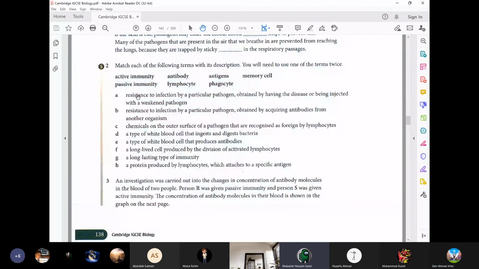Active immunity. Very good. It's what I have taught you daily. Active immunity is when our body produces antibodies by itself. So it is resistance to infection by a particular pathogen obtained by having the disease or being injected with a weakened pathogen. So here he is talking about vaccine.